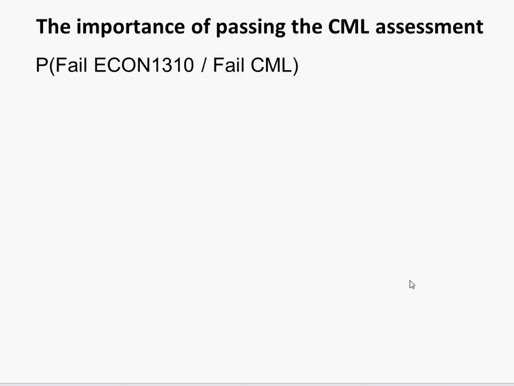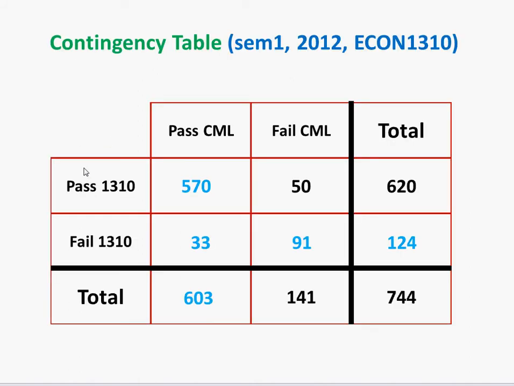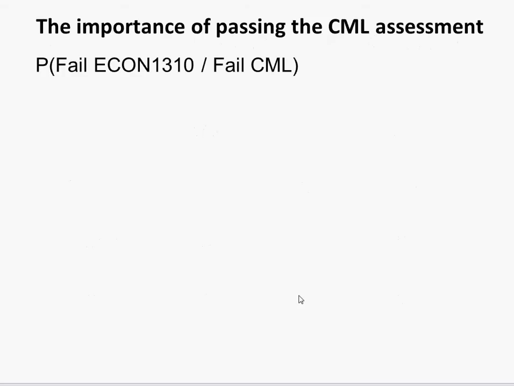So I looked a little further at this and said, okay, what's the chance of failing the course if you fail the quiz? And this was interesting in that 91 over 141 gave me 65%. So where did that come from? If you fail the CML, that limits the sample space down to 141, and failing the course is 91. So it's 91 over 141. There it is there. So 65% of people fail the course if they fail the quiz.